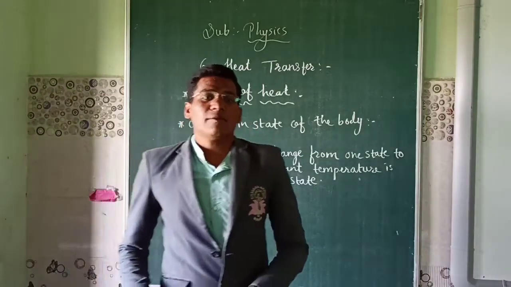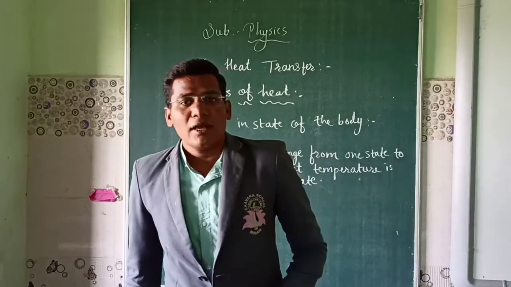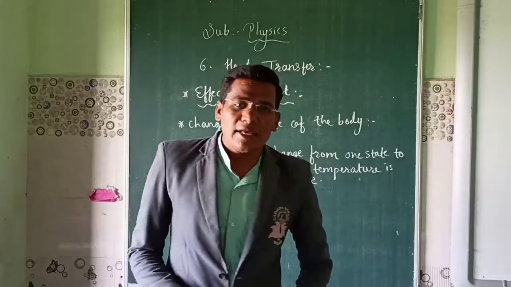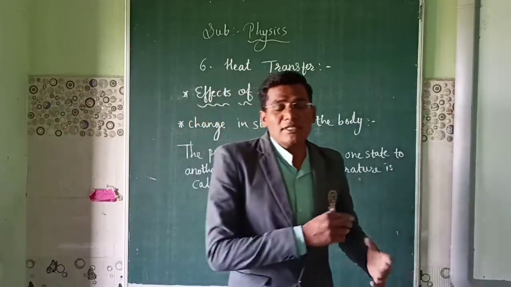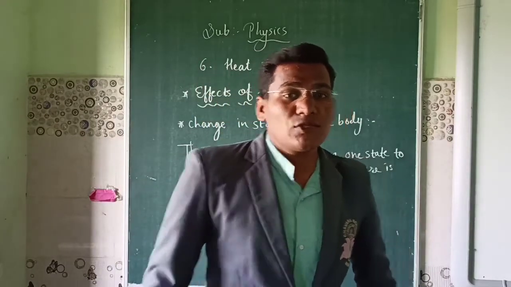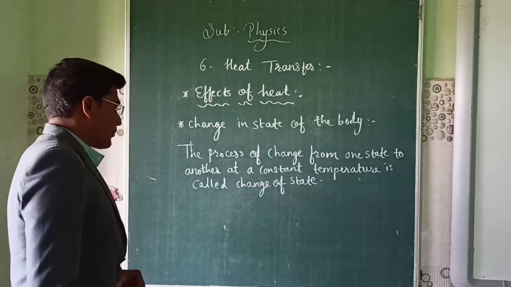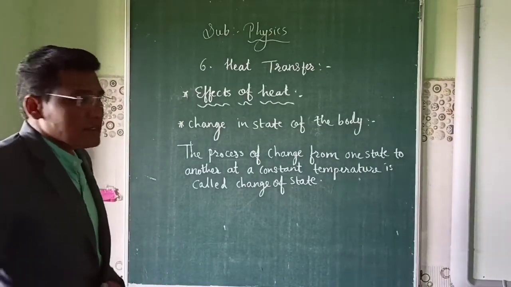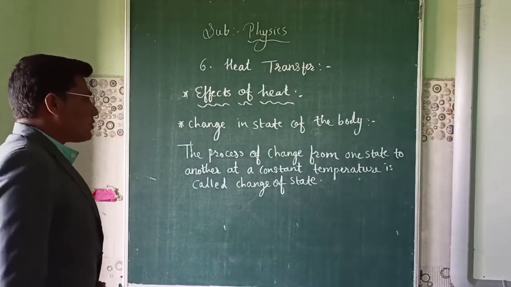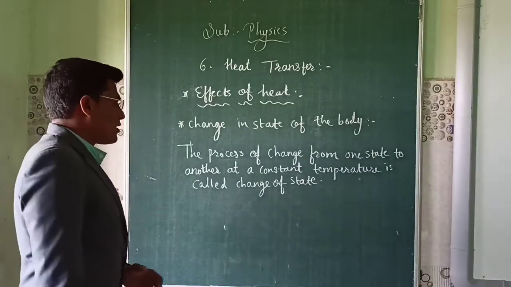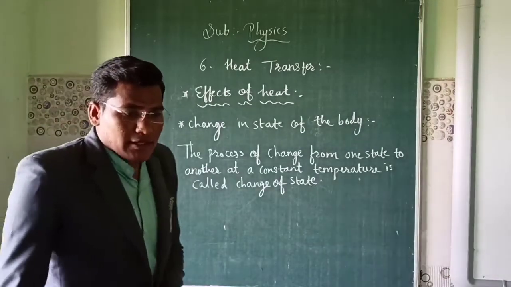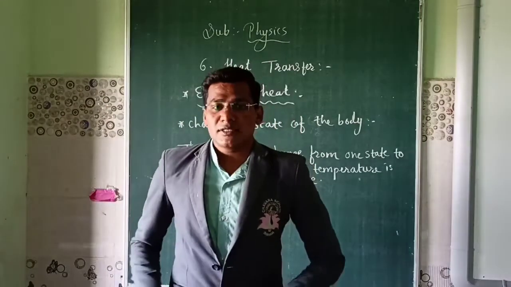Now the next effect of heat is change in the state of the body. There are three states of matter, that are solid, liquid and gas. So solid, liquid and gas are the three different states of matter. Whenever any body changes from one state to another state at a constant temperature, that process is called a change of state. There are different changes in the state.